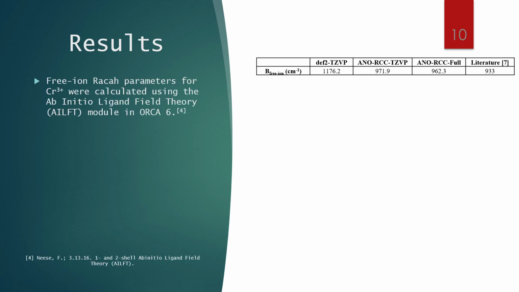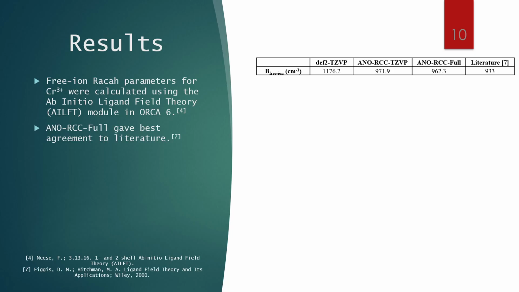Free ion Racah parameters are then first calculated for chromium-3 using the ab initio ligand field theory module in ORCA 6. Initially, the def2-TZVP basis set was used, but this showed very poor agreement to the literature. This is because the basis set lacks the information required for multi-reference CASSCF calculations. However, there is significant improvement upon using the atomic natural orbital, or ANO, sets, as they are larger and generally optimized for calculations of this type. Out of these, ANO-RCC-full gave the best agreement to literature.